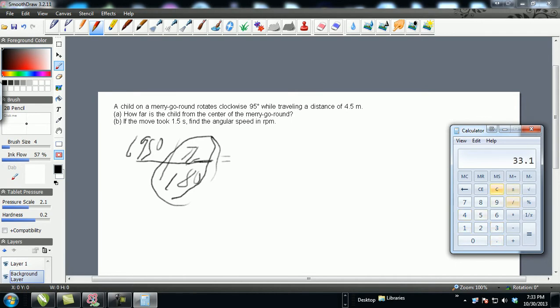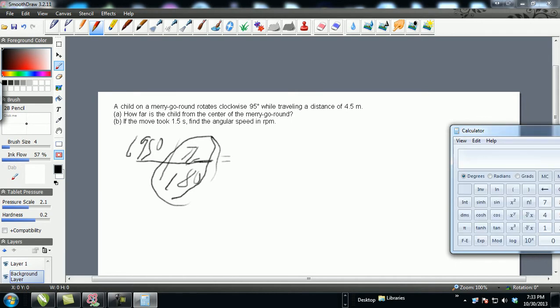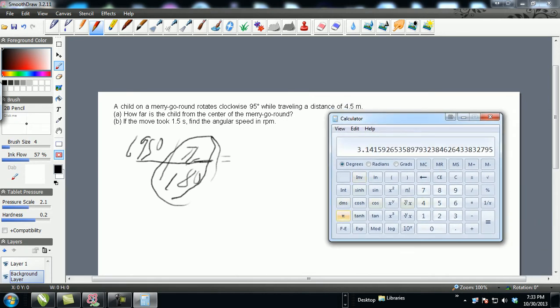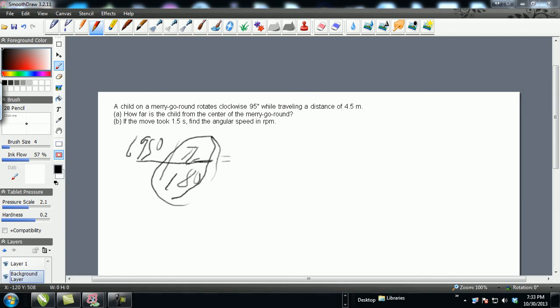Let's do 3.14. Clear that. View scientific. Does it give me a pi? Yes. Pi divided by 180, so that's going to be 0.0175. So if you want to, you can always remember just to take this number, 0.0175, and multiply by it, and that will give it to you.